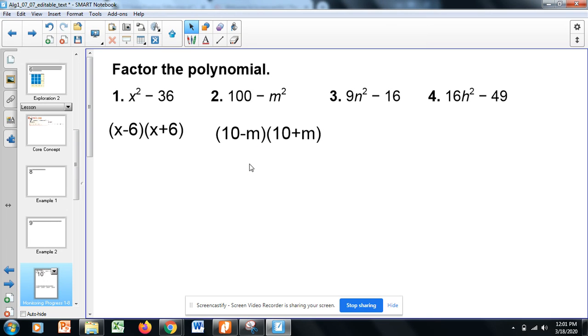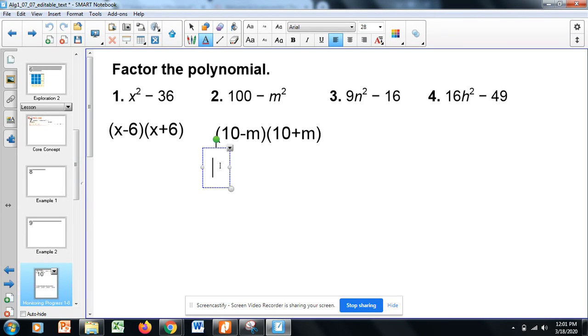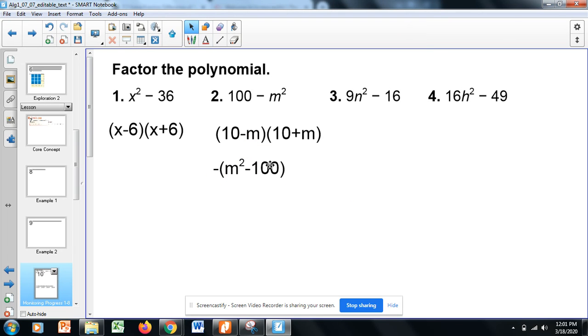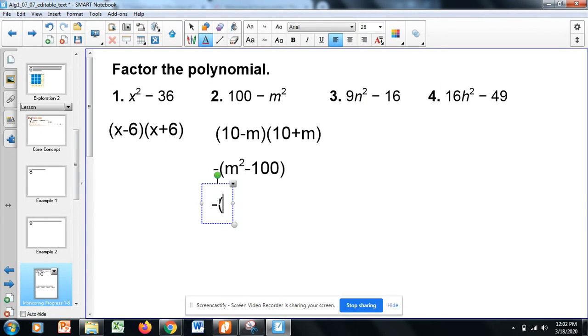There were some students who attempted to factor out a negative 1 from the binomial, and that's also correct. However, when you factored out negative 1, you forgot to rewrite the original binomial as follows. Let me just fix that exponent right there. Okay, so if the original binomial is rewritten as m squared minus 100 with a negative 1 factored out, then your final factors must be written as negative times m minus 10 times the quantity m plus 10.